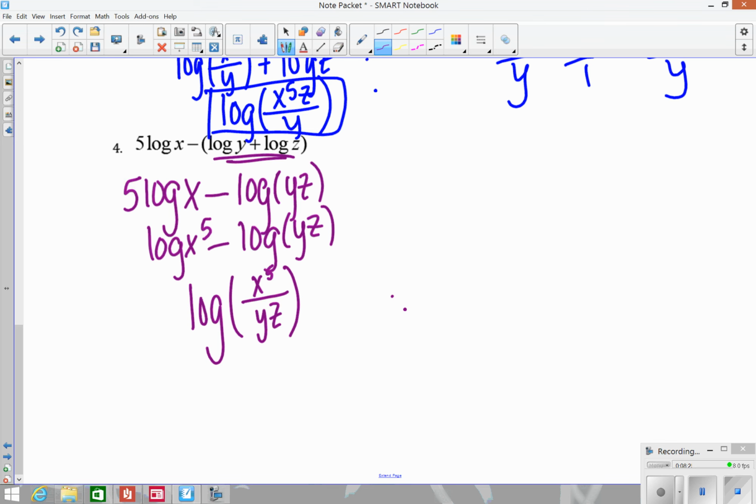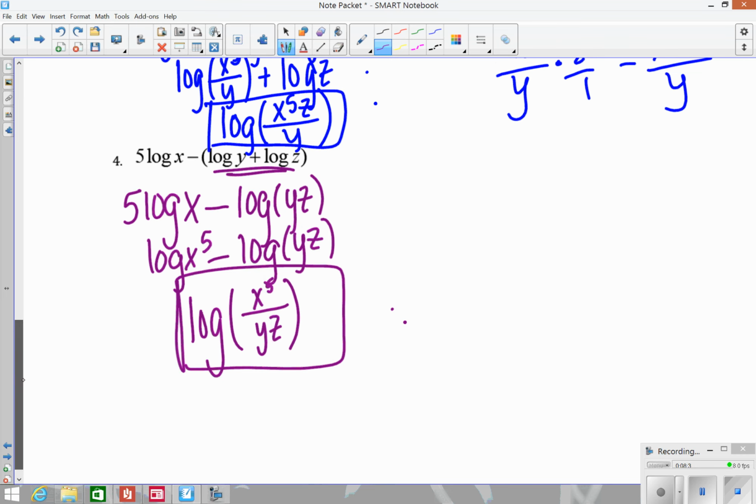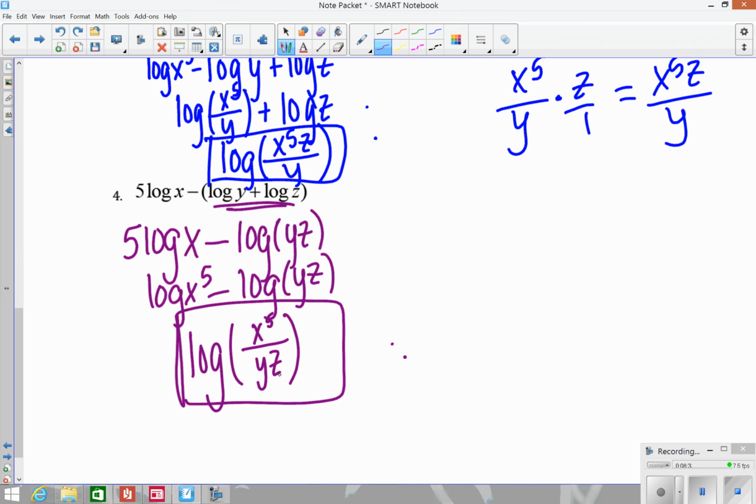And that's it. So if you compare number 3 and number 4, those parentheses made a huge difference because we didn't get the same answer. So that's why it's so important to keep your PEMDAS rules or order of operations rules when you're doing this, because those make a huge difference. Sometimes it won't matter, but other times it will.